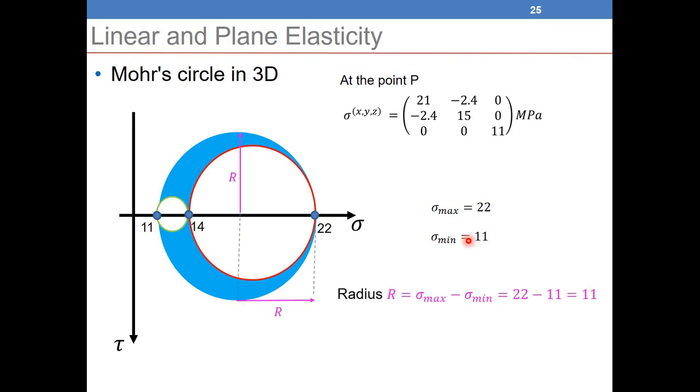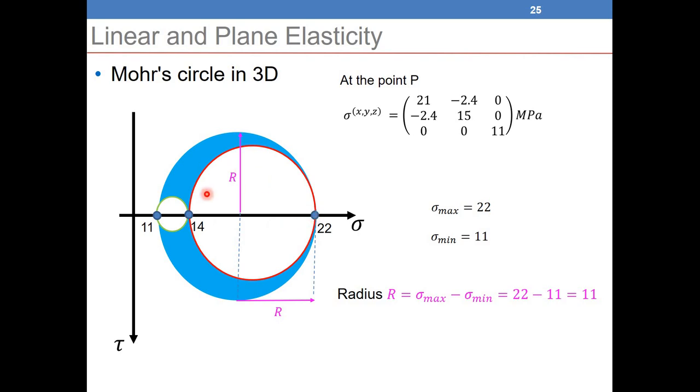Also, the second point, we can find the radius of the circle. So that's how we calculate the radius here. As you can see, if I take the biggest circle, the diameter will be between the point 11 and the point 22. So to find the radius, I can just subtract 11 from 22, so 22 minus 11.